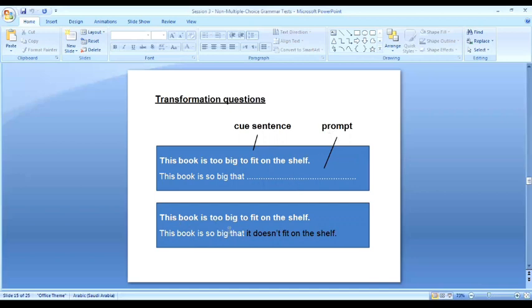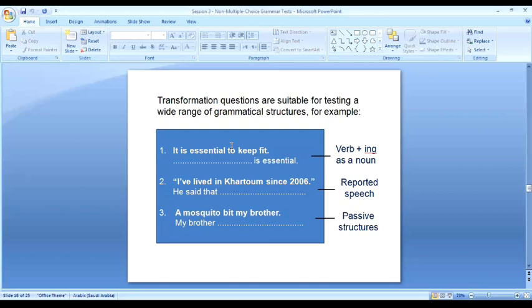So this book is too big to fit on the shelf. You say this book is so big that it doesn't fit on the shelf. So from this Q sentence, we completed the prompt, and it should carry the same meaning as the Q sentence. So here, transformation questions are suitable for testing a wide range of grammatical structures.